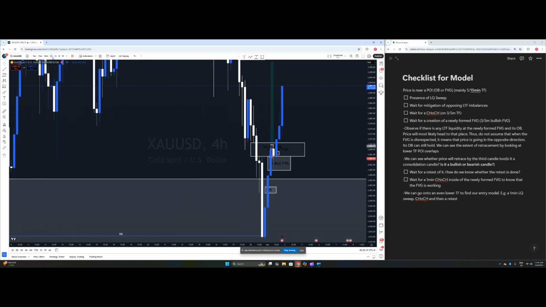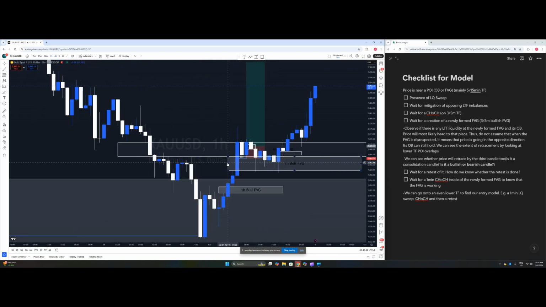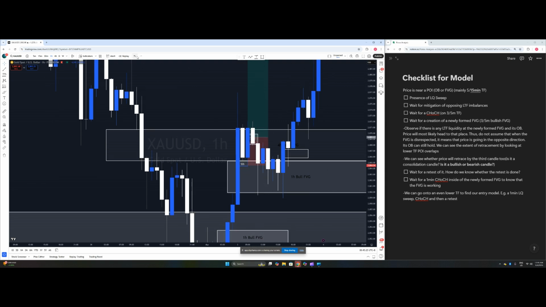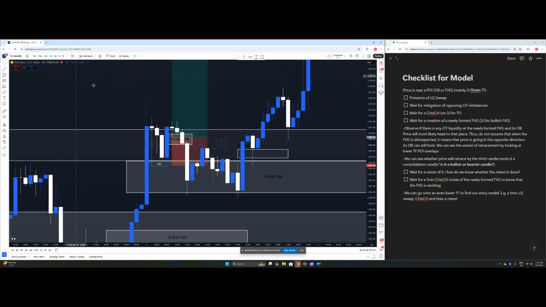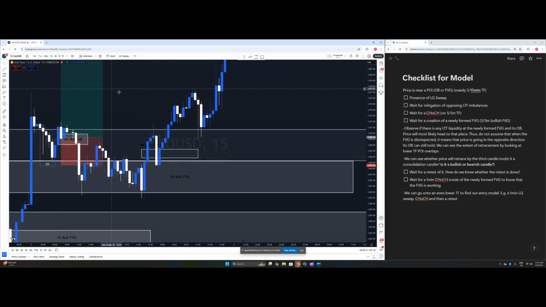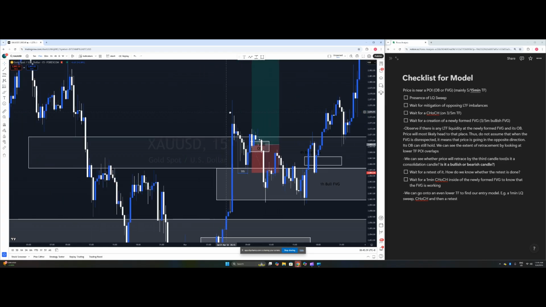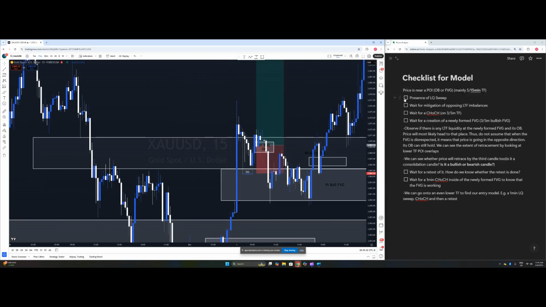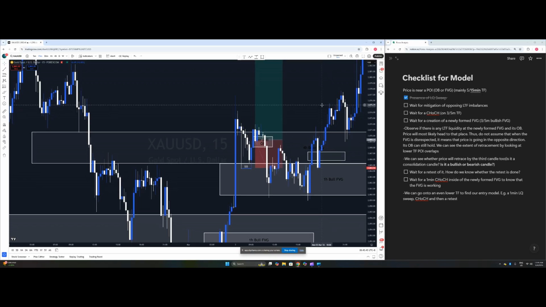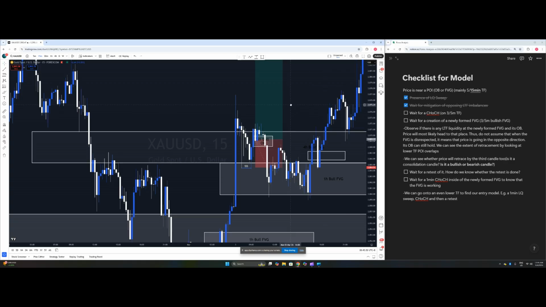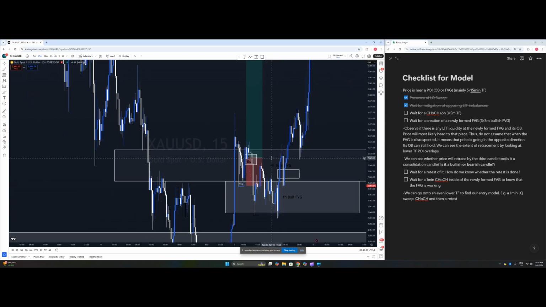So going to the 1-hour, we can see that there's a 1-hour bullish fair value gap, right? So going down to the 15 and 30 minutes, you can see that there's a sell side sweep first, which is what we want for price to head upwards. So if you follow the checklist, there's a presence of liquidity sweep on the higher and lower time frames. Then you have to wait for a mitigation of the opposing lower time frame imbalance, which technically is not lower time frame, but it is this forward bearish fair value gap, which got mitigated by this bullish candle.